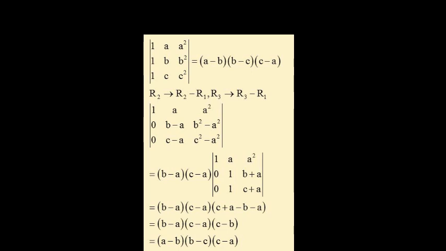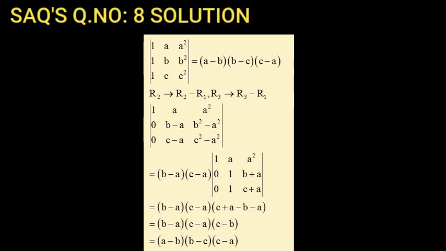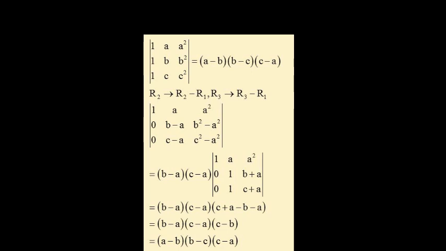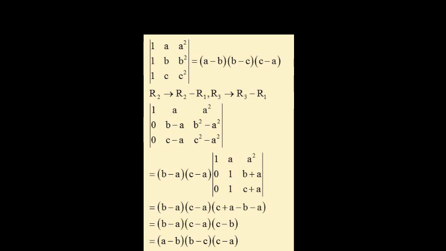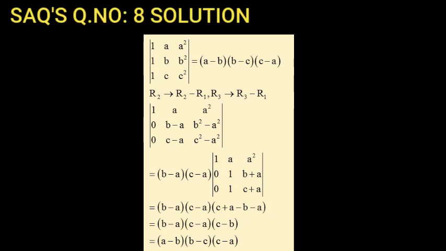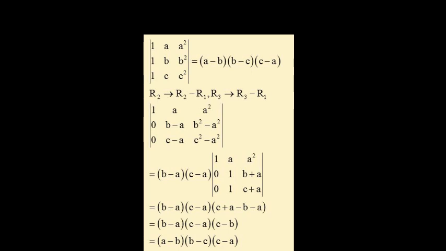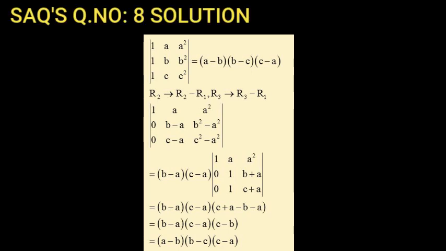Then the determinant is: first row 1, a, a square; second row 0, b minus a, b square minus a square; third row 0, c minus a, c square minus a square. From the second row, we take b minus a, and from the third row, we take c minus a as common. Then det of 1, a, a square; 0, 1, b plus a; 0, 1, c plus a. Now expanding this determinant using the first column, we get (b minus a)(c minus a)(c plus a minus b minus a). That is equal to (a minus b)(b minus c)(c minus a).